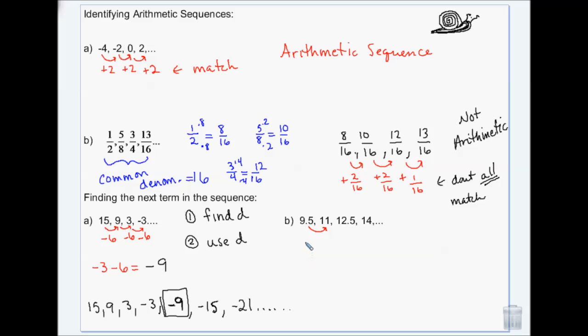To turn 9.5 into 11, we're going to add 1.5. To turn 11 into 12.5, I'm adding 1.5. So then I take 14 and I add 1.5 to it, and I get my next term, which is 15.5. I could then add 1.5 to it. I could get as many terms as I wanted, right? I just keep adding 1.5.